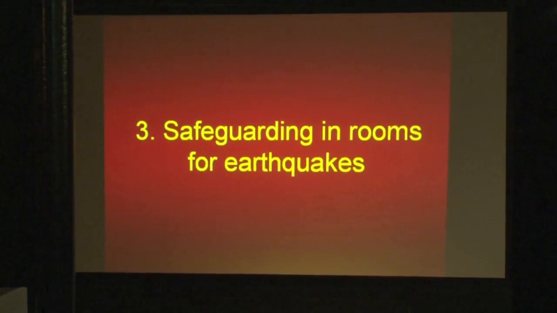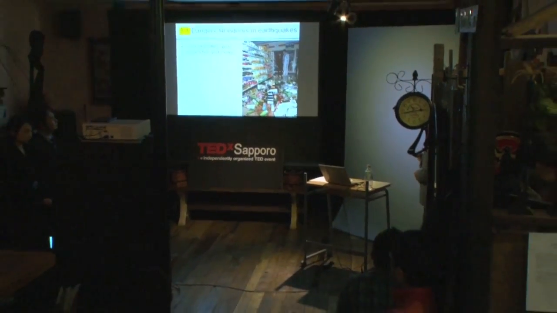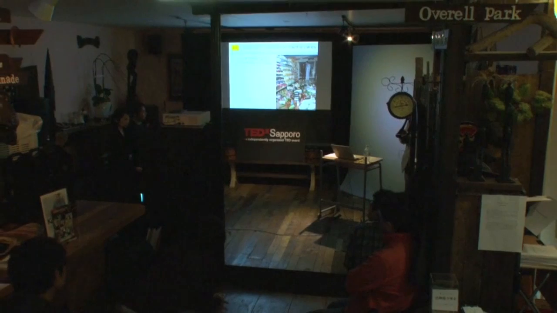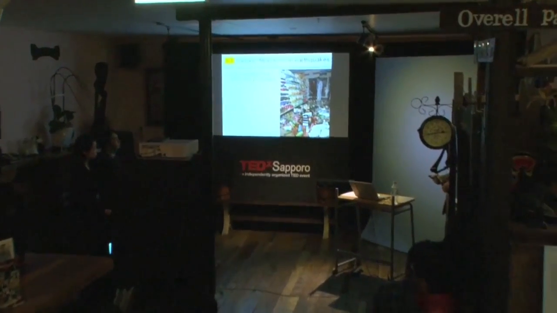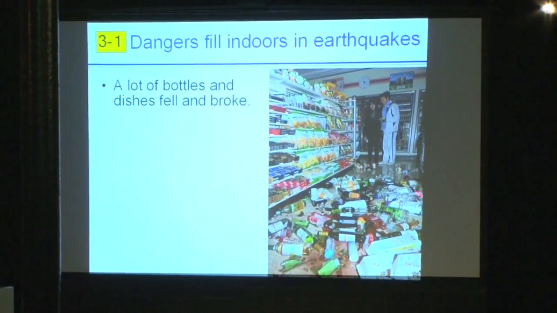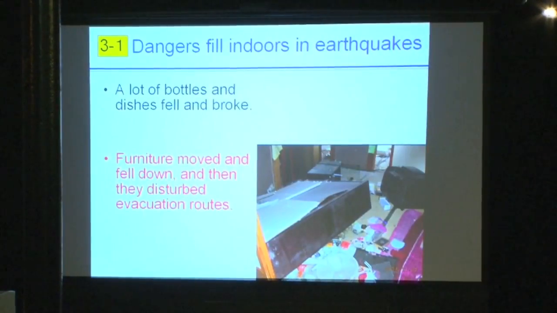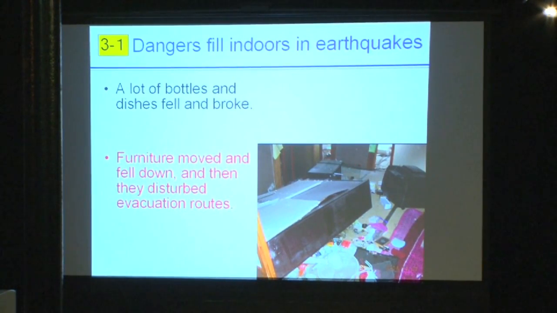The third topic is safeguarding in rooms for earthquakes. This picture is a situation just after an earthquake. A lot of bottles and dishes fell and broke. So some people will be injured later on their feet. Much furniture moved and fell down, and then they disturb the evacuation route. Some inhabitants may be severely injured under the furniture.